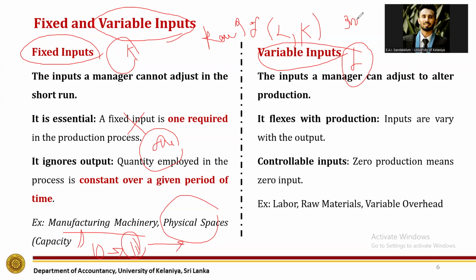But the important thing about the variable input is that if you have zero production, the variable inputs become zero. Without variable input, you cannot run the production process. If your output becomes zero, but there is a fixed input. So if you have already purchased the machinery, if you have the building, these are the fixed. But no output means there are no variables as well.